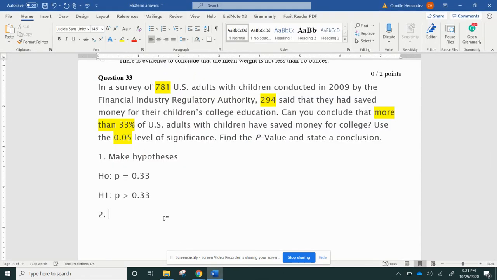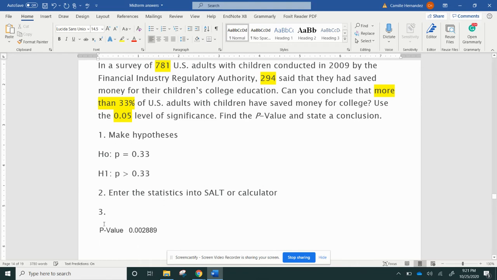So, okay, number 2 is enter the statistics into SALT or the calculator, if you want to use the calculator. Okay, so number 2, I got my p-value. I think it wants it in 4 decimal places, so it'll be 0.0029. Okay, so that's my p-value.